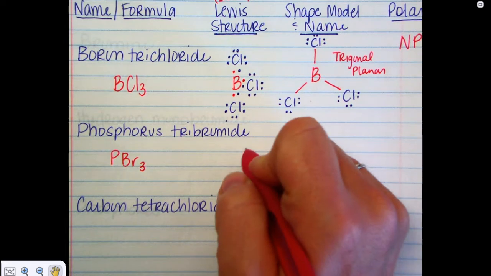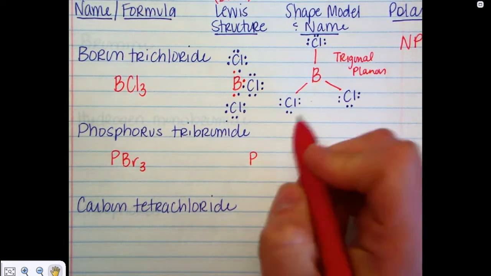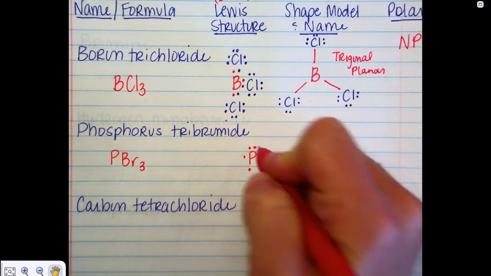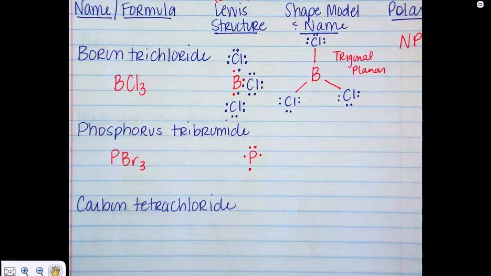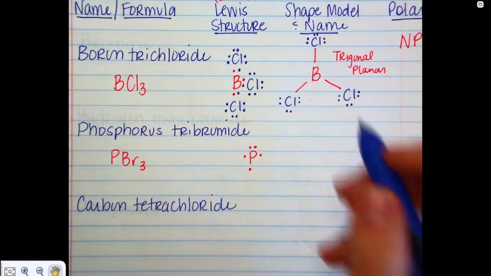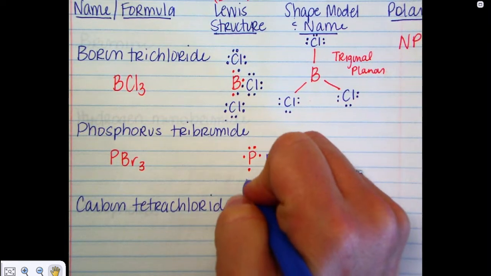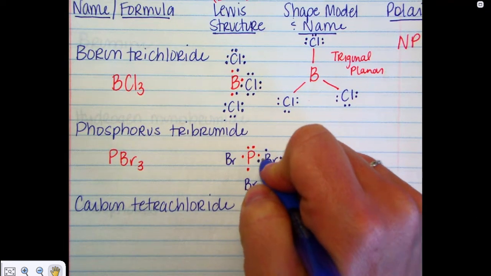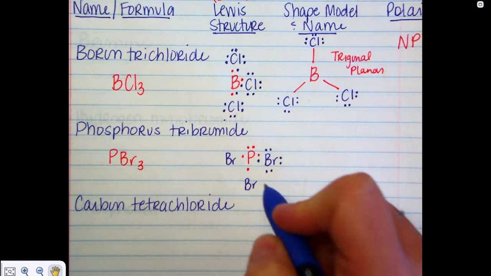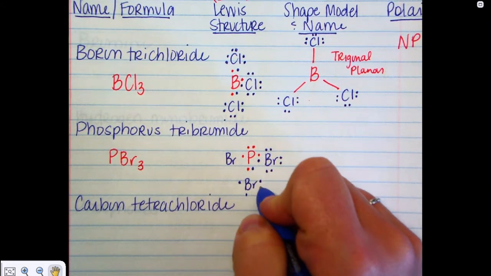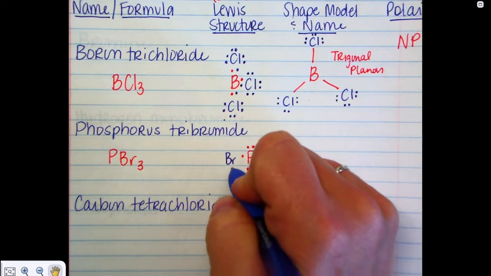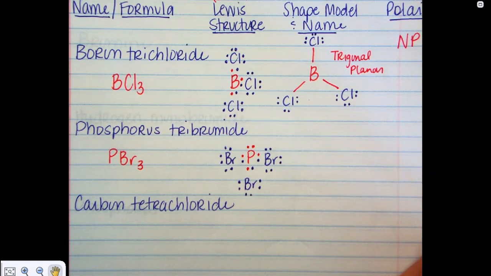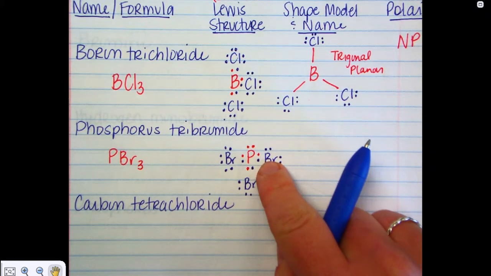So I'm going to draw my phosphorus and its Lewis dot diagram. 5 valence electrons, 1, 2, 3, 4, 5. And remember, it's very important that that unshared pair of electrons is on top. Okay, and then I'm going to draw in my 3 bromines, each with 7 valence electrons. No more than 2 on any side. And then again, the red and blue dots, that shows me where my bonds are.